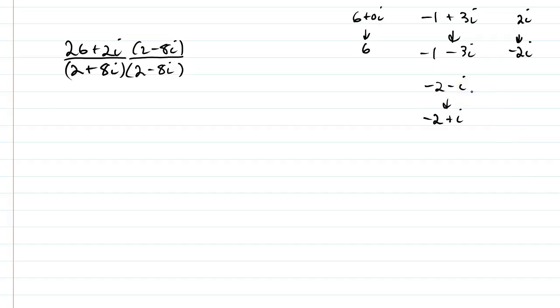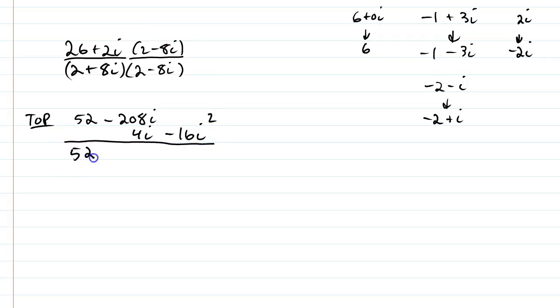Alright, so here's what we have to do. We have to FOIL the top and the bottom. So I'm going to try to write this out really clearly. 26 times 2, 26 times negative 8i, that comes out to be negative 208i. This will be 4i down here, and this will be negative 16i squared.